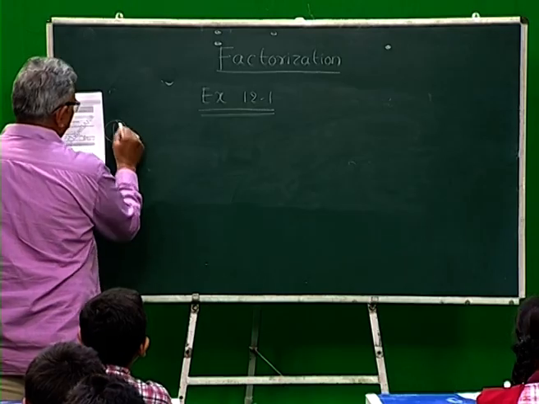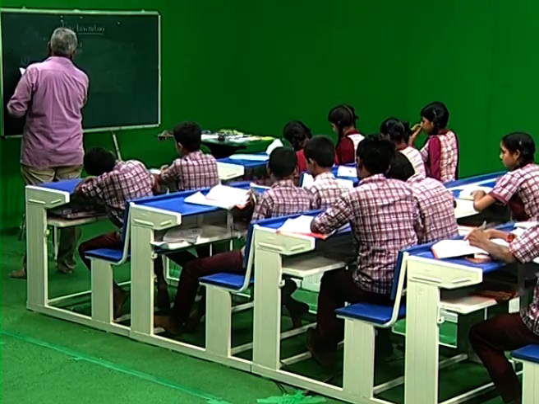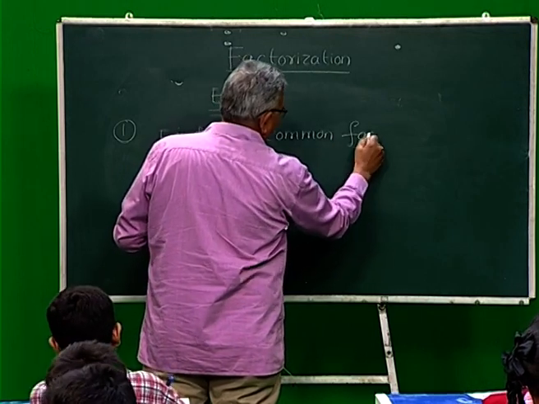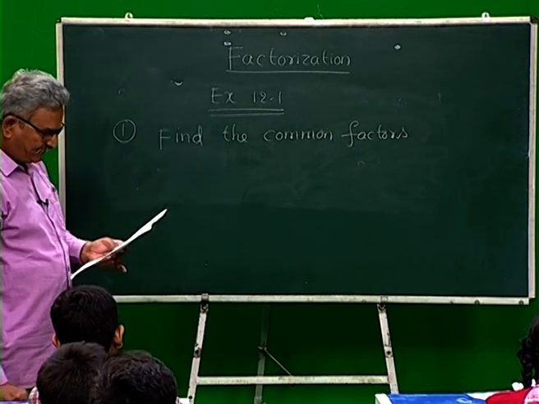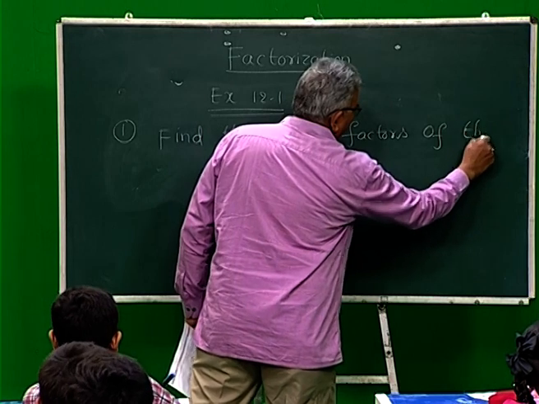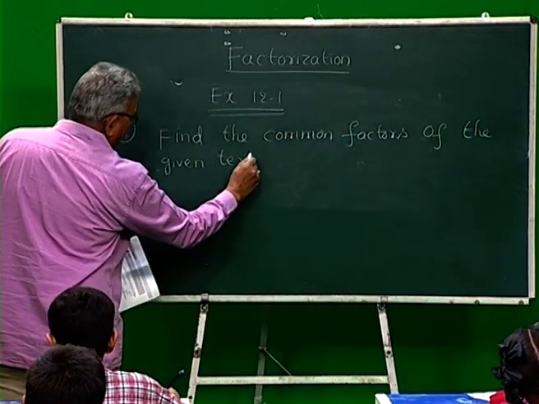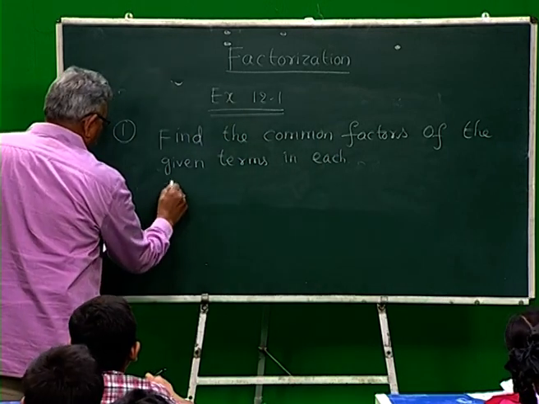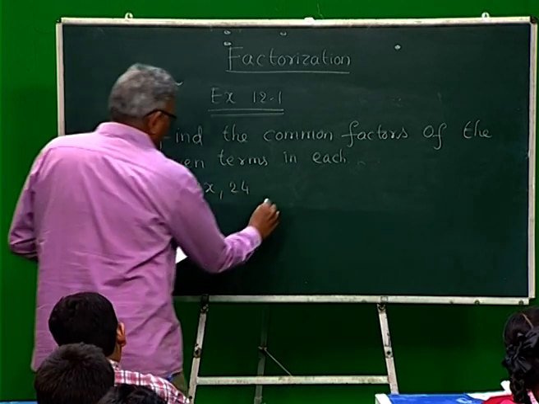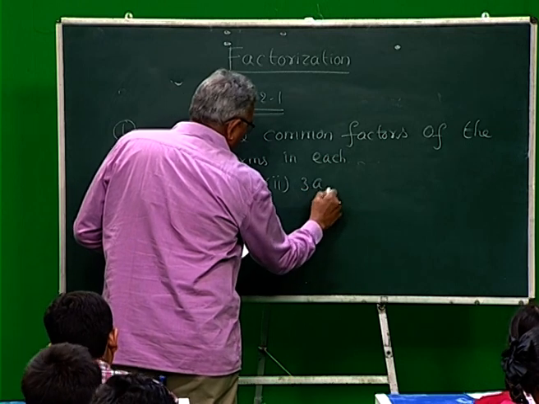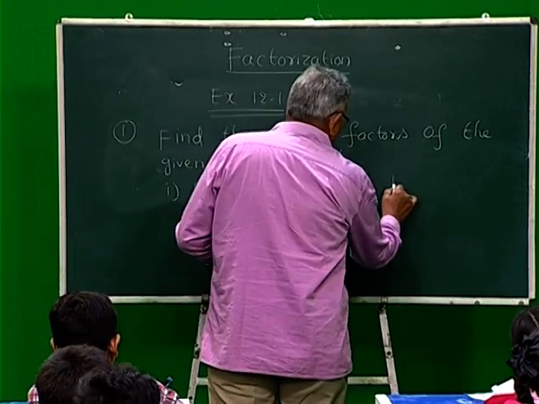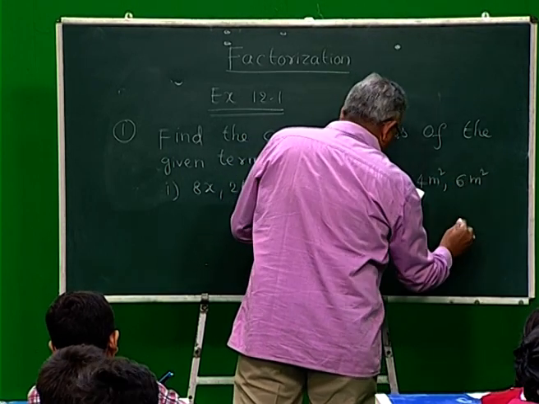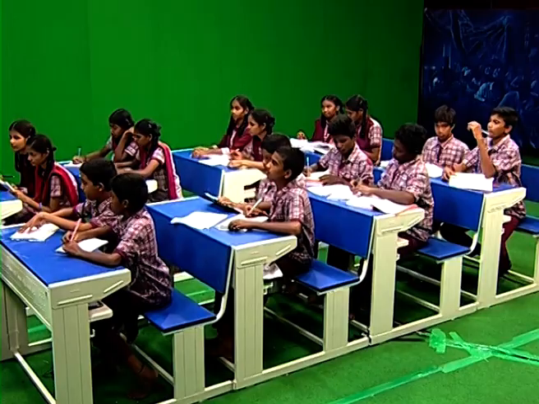Okay. First question. Find the common factors of the given terms in each. First question, 8x comma 24. Second one, 3a comma 21ab. Third one, so I will change the order, don't worry. 4m square, 6m square, 8m cube. Okay, this is the first question.